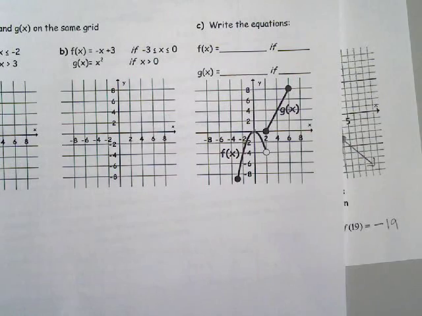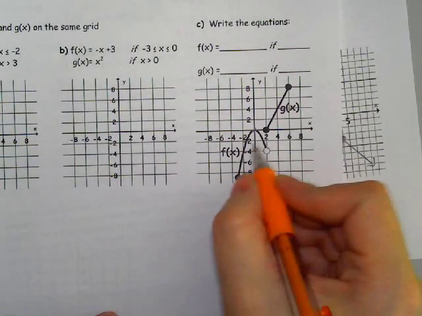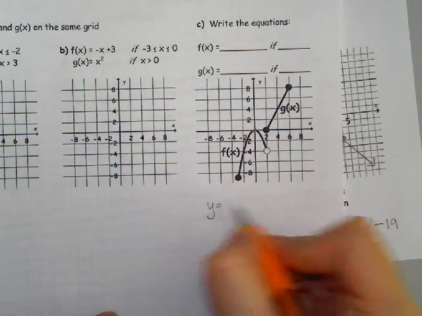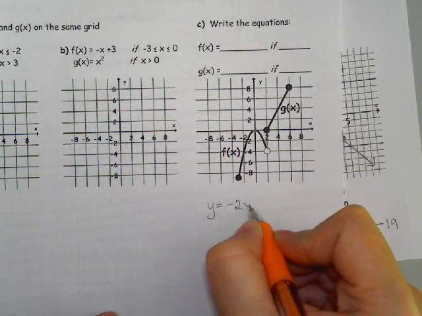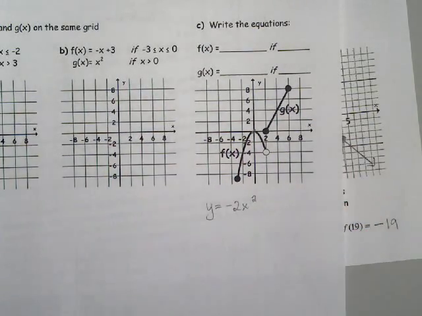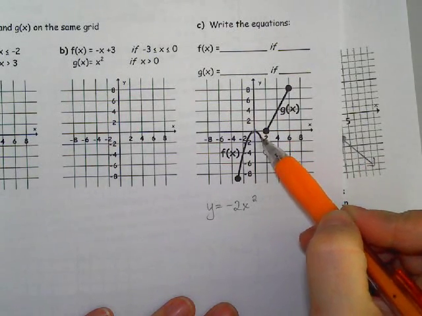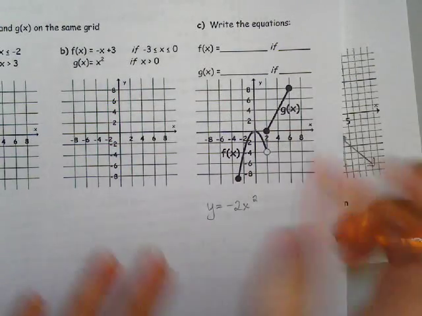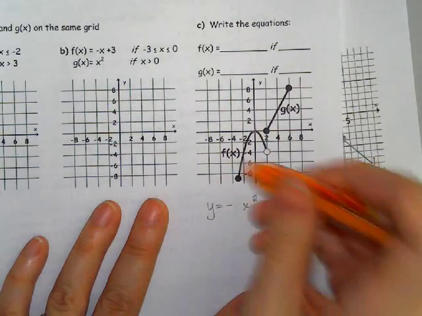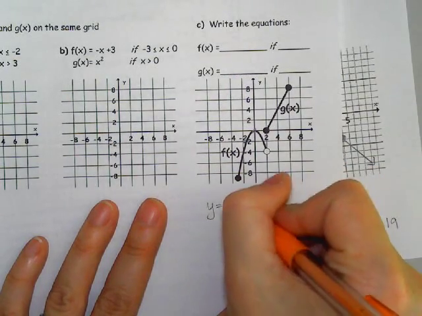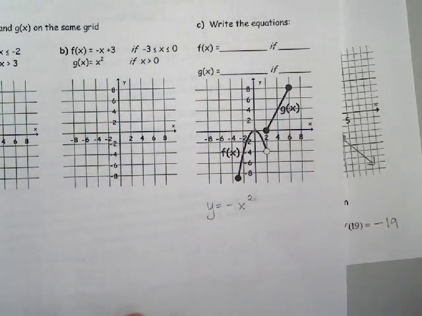Which means if I don't look at my domain restrictions at all, this has an equation of y equals negative 2x squared. So I was corrected on that one. I wasn't paying attention to the scale. So we're actually going out 1 and down 1, and out 1 and down 3. So this is not 2. This is just negative x squared. So that's one of our equations.